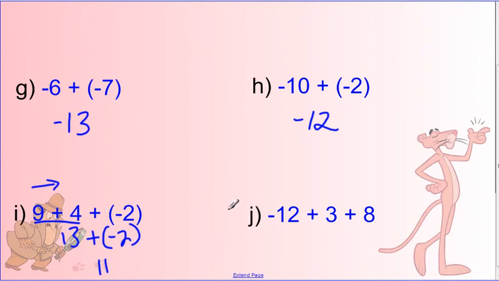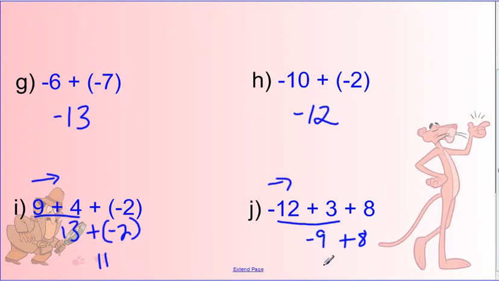Letter J. Order of operations, left to right. Negative 12 plus 3, the signs are different, so we subtract. Keep the sign of the bigger number. And the signs are different, so we subtract. Keep the sign of the bigger number.